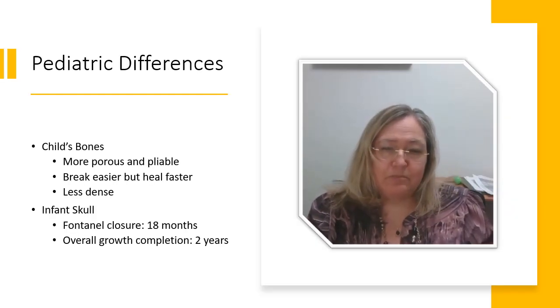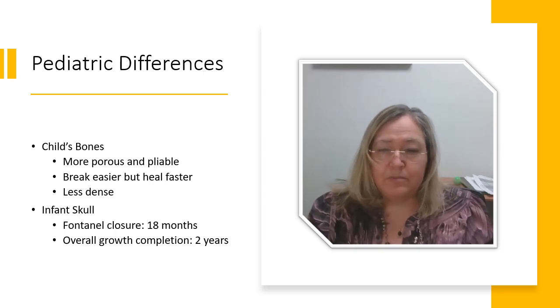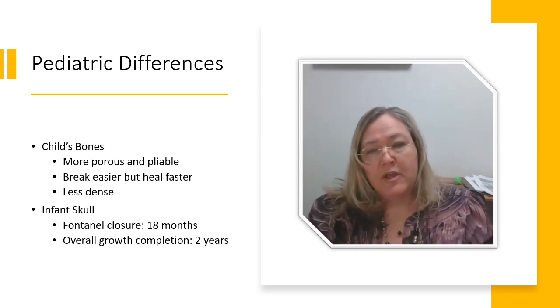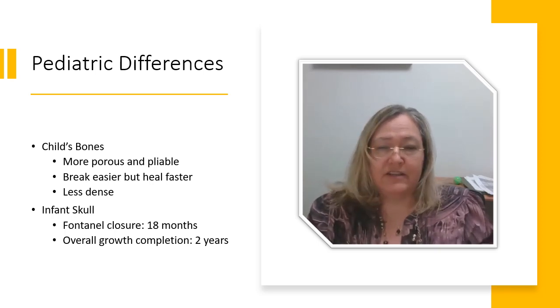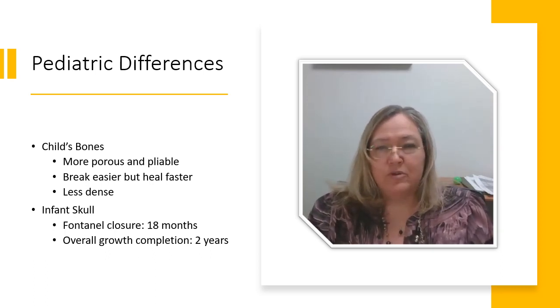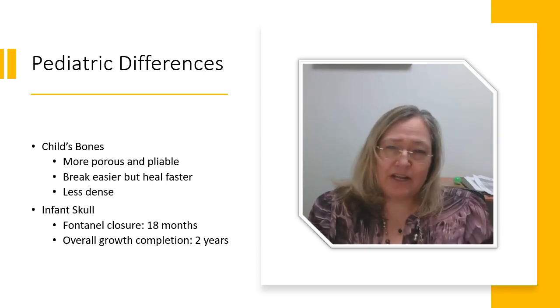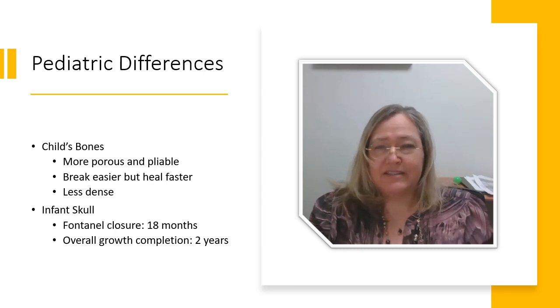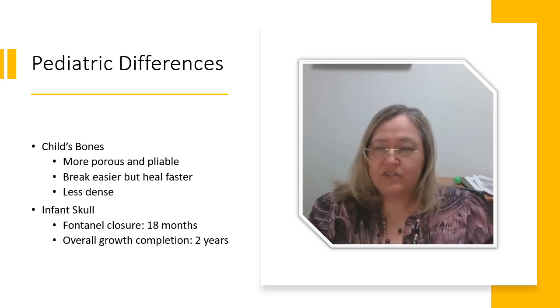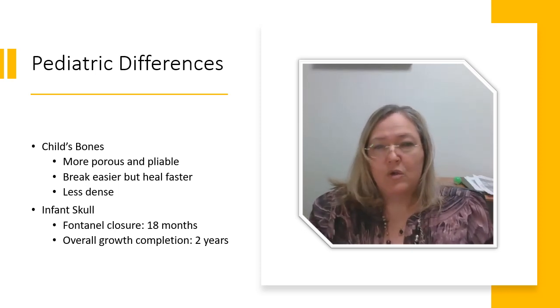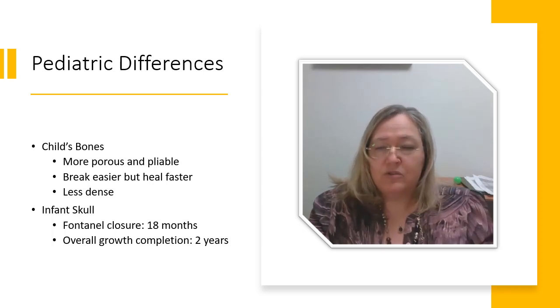Differences in pediatric bones and muscles are that the bones are more porous and pliable, and so pediatric bones break easier than adult bones, but they also heal faster. And when they do break, because they're more pliable, they're sort of like green sticks. When you go to break a stick, it breaks more easily if it's dry. So pediatric bones are more pliable and flexible because they're more like a green stick. When they do break, instead of making a clean break, they sometimes make a long tear where the breakage occurs. Their bones are less dense.